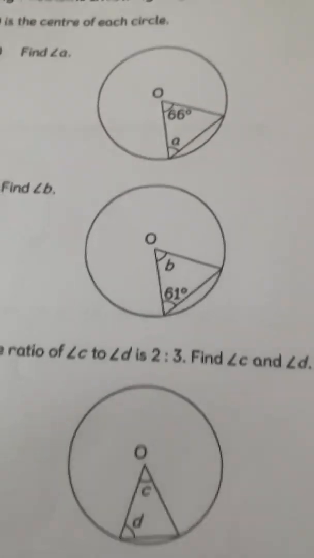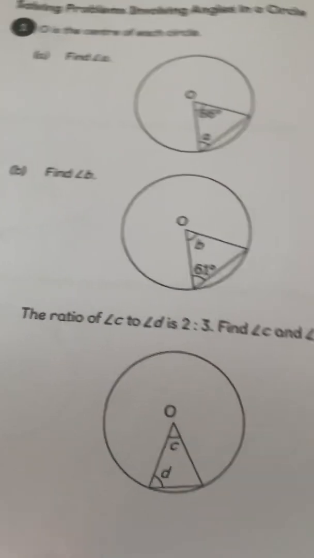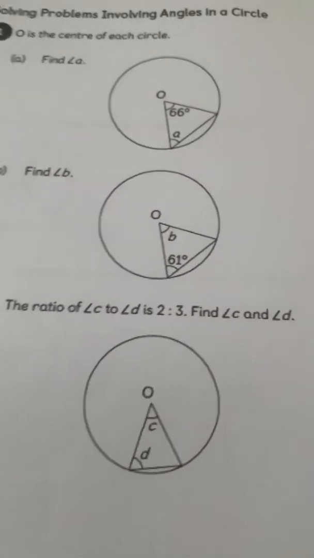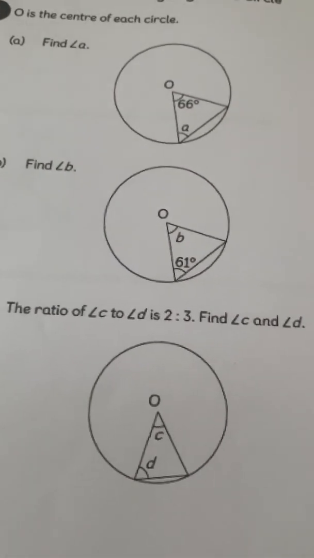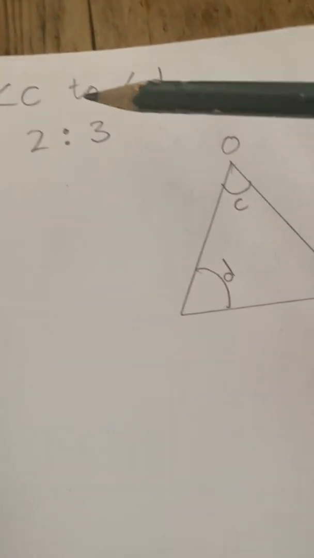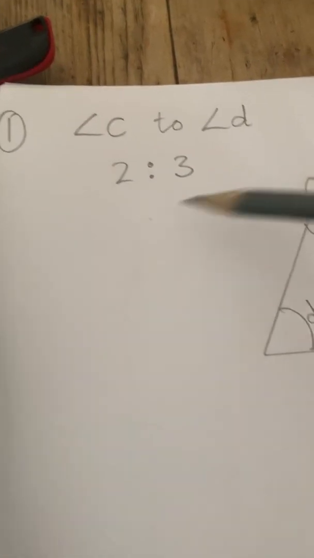Okay, so now we're going to have a look at worksheet 7, and I know that C was causing a few people a bit of a problem. So we're looking again at angles in a circle, and we're also looking at ratios in this question. So I find it helpful to copy out what it says in the question. So we know that angle C is 2 parts to angle D, 2 to 3 parts.